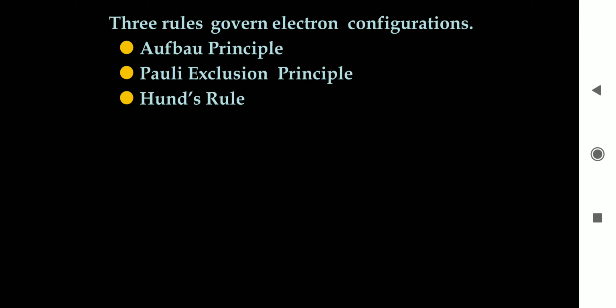Here, three rules are proposed to distribute and arrange the electrons present in atoms of various elements. Simply, these three rules govern electron configuration. Those are the Aufbau principle, Pauli's exclusion principle, and Hund's rule of maximum multiplicity.